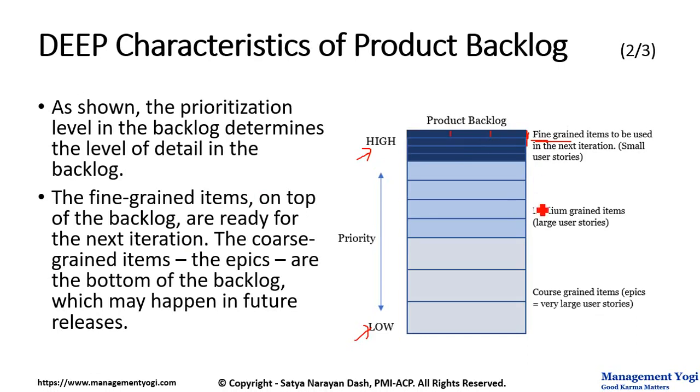In the mid area, you have medium-grained items. These are large user stories. And towards the bottom, we have coarse-grained items. From here to here, these are very large user stories or epics. So as it is said, the prioritization level in the backlog will determine the level of detail in the backlog, to what extent it will be clearly defined.